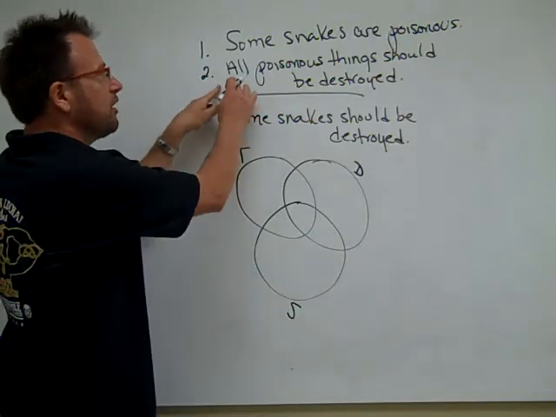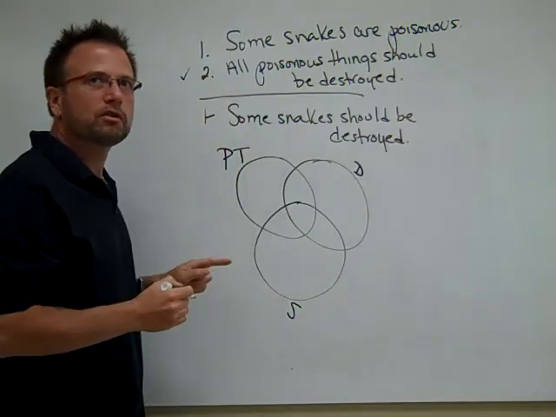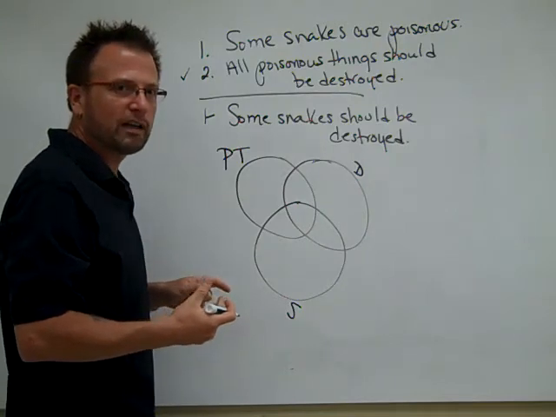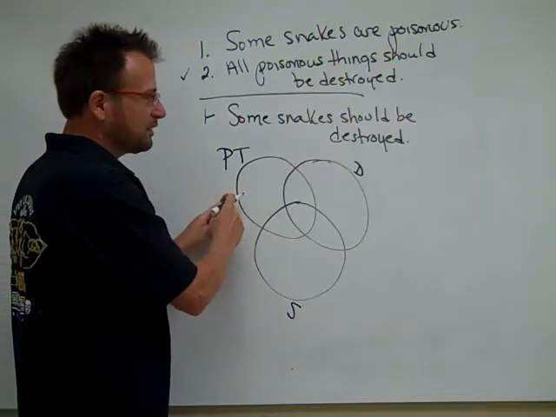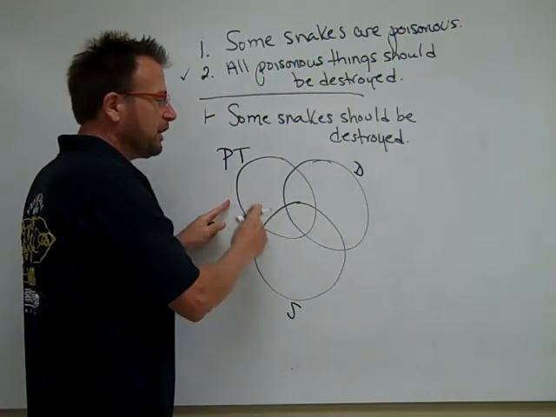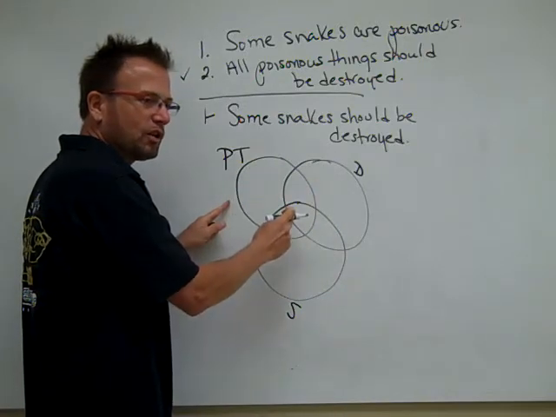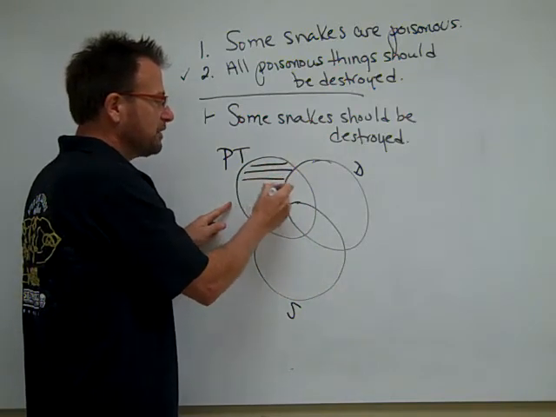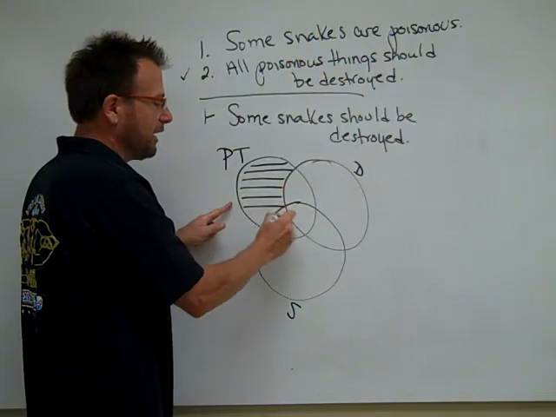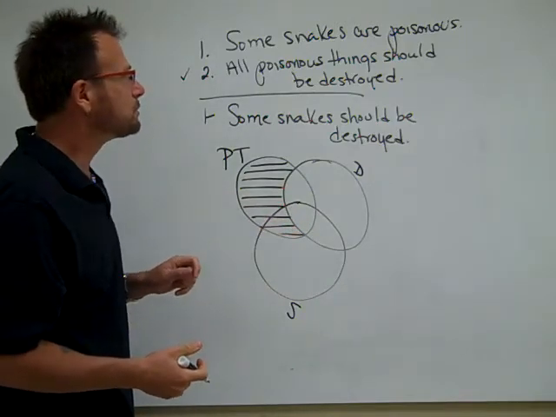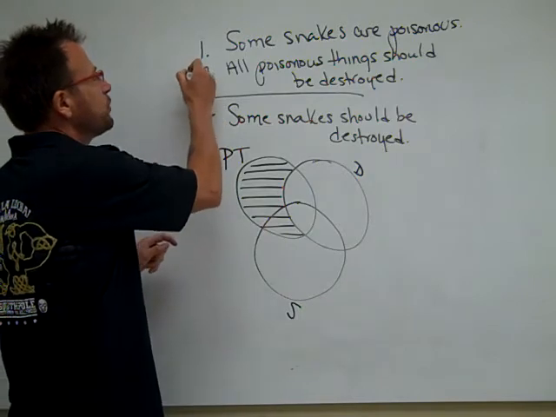So again, let's chart our universal statement first. All poisonous things should be destroyed. So all poisonous things are also things that should be destroyed. So if anything is in the poisonous things circle, it should also appear in the things to be destroyed circle. That means there's absolutely nothing out here at all. That's the empty set. So I've now made this one true.